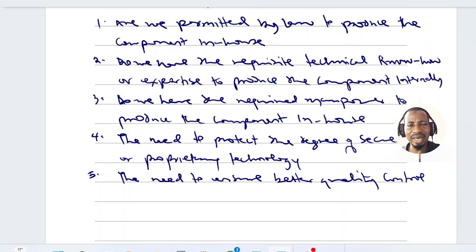Let's look at the other side. If the company wants to contract it to an outside supplier, what are the factors to be taken into consideration? Okay, so I will then come in at number 6. What are those factors you need to consider if you want to contract it out? Number 6, do we have a reliable supplier who can deliver according to specification? So let's include that.